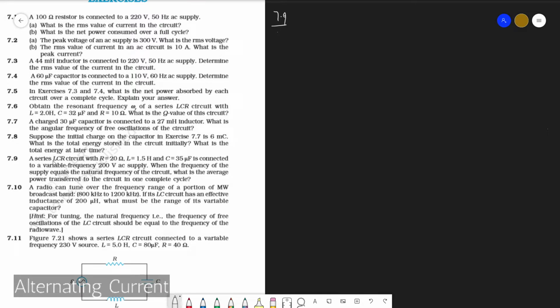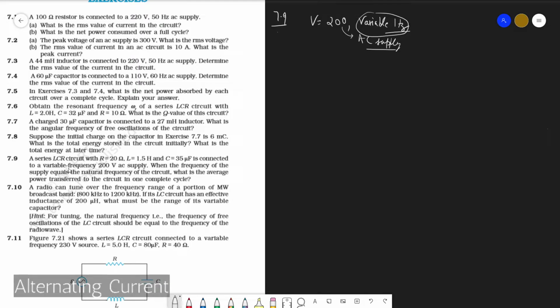He is saying, 7.9, a series LCR circuit with R, L and C given is connected to a variable frequency 200 volt AC supply. So V is equal to 200 volt and this is variable frequency. By variable frequency, he means that the frequency is not constant, and that this is an AC supply. This is not a DC supply. He is not mentioning it directly, but you need to understand this term as AC.